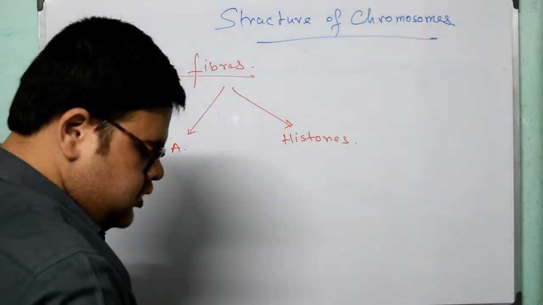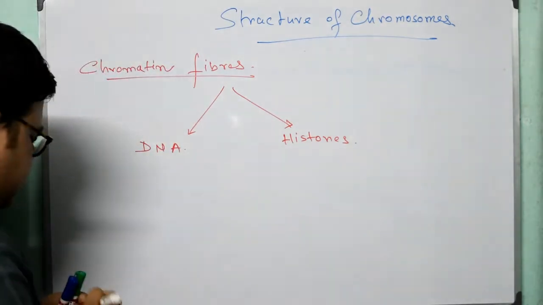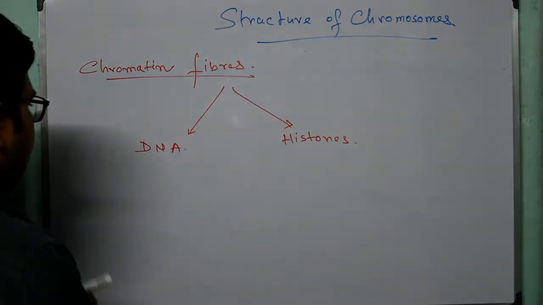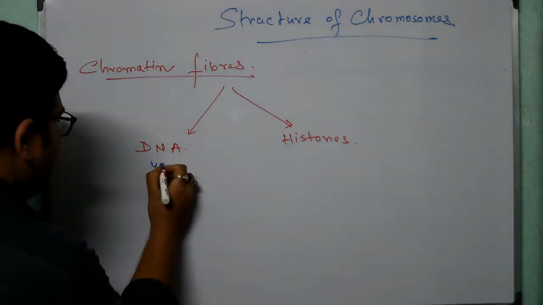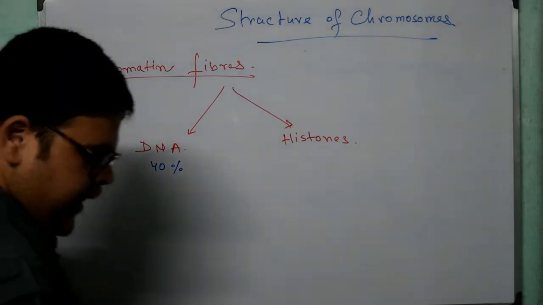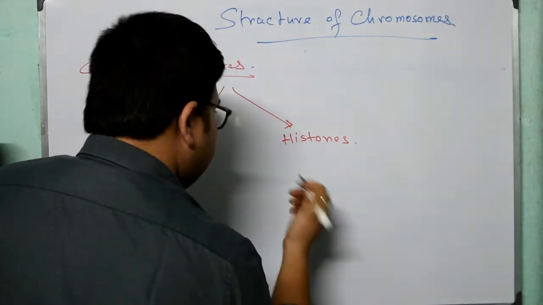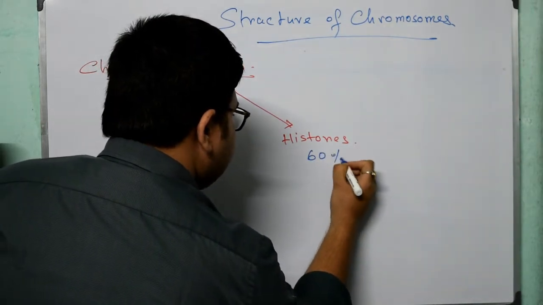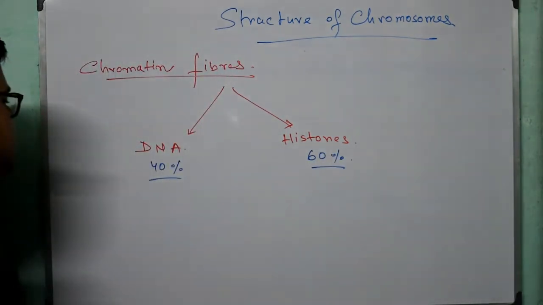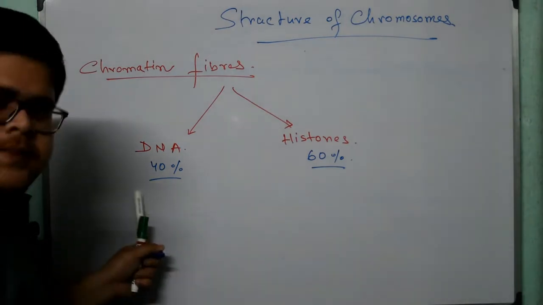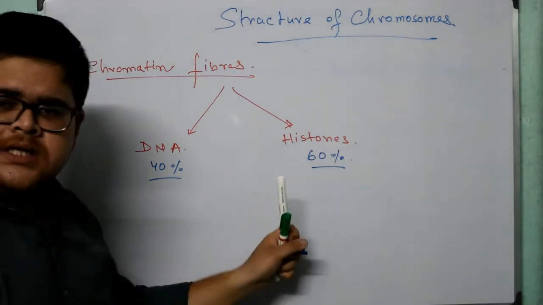DNA is deoxyribonucleic acid, and it contains about 40%, and histone contains about 60%, my dear student. So DNA is 40% and histones is 60%.